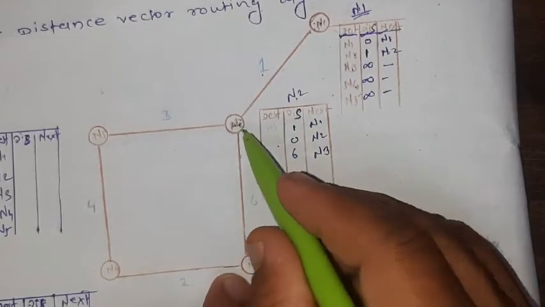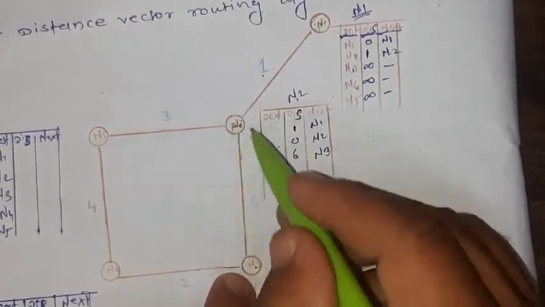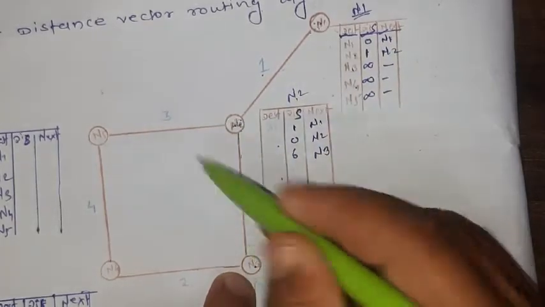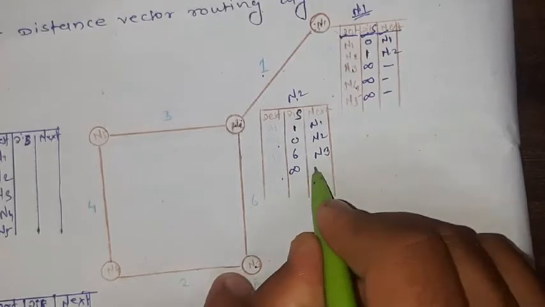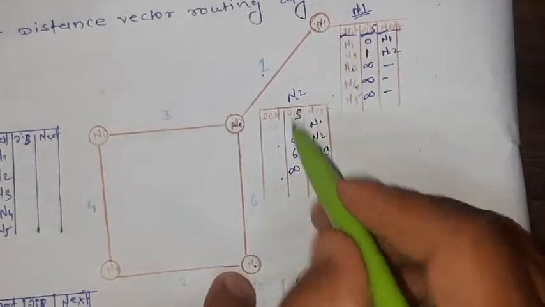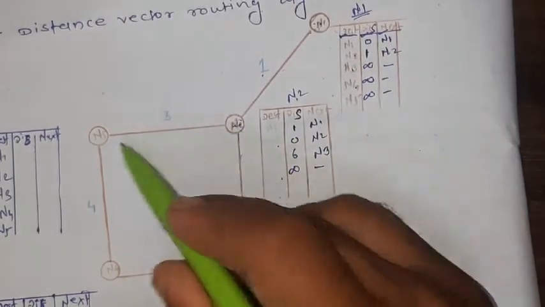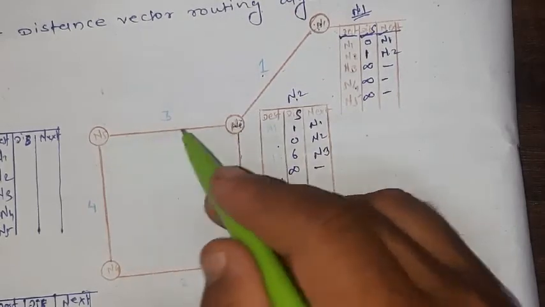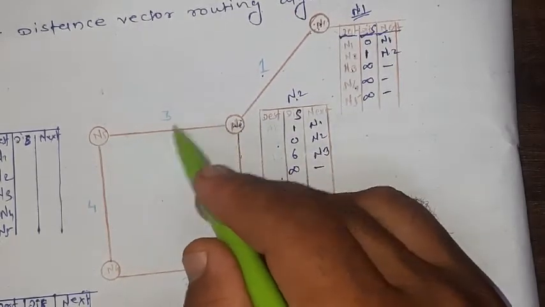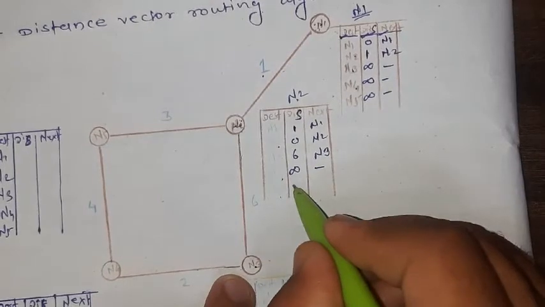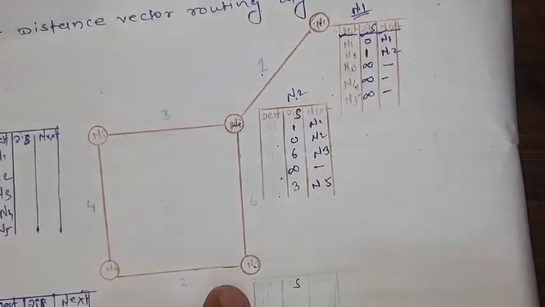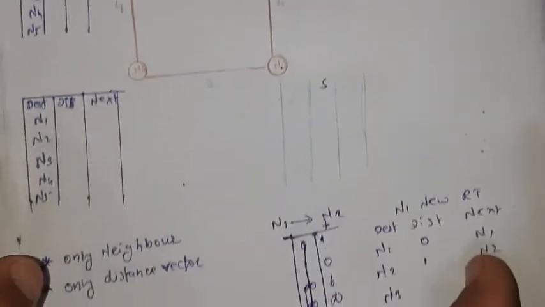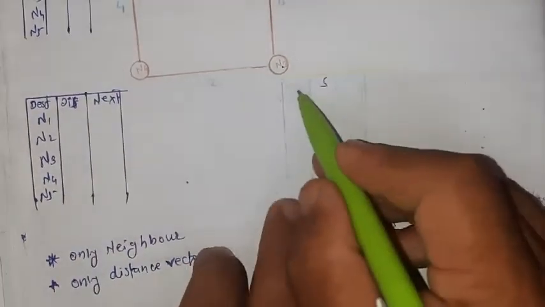Then n2 to n4, that is not possible for n2. Why? Because n2 only knows about the neighboring nodes, that is n1, n3 and n5. So here put infinity, and the next hop is dash. n2 to n5, here a single dedicated link is available. So the cost of that link is 3, and the next router is n5.